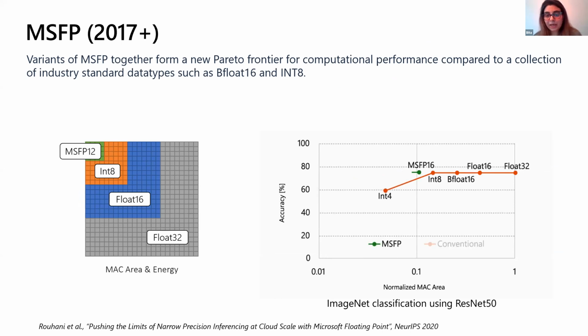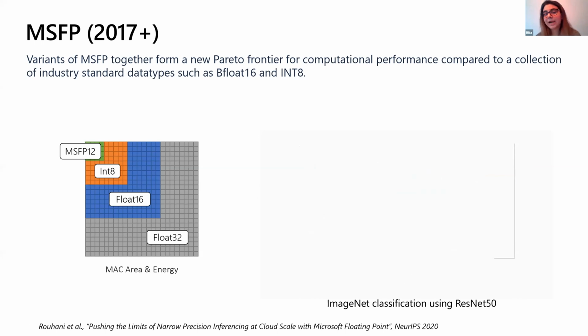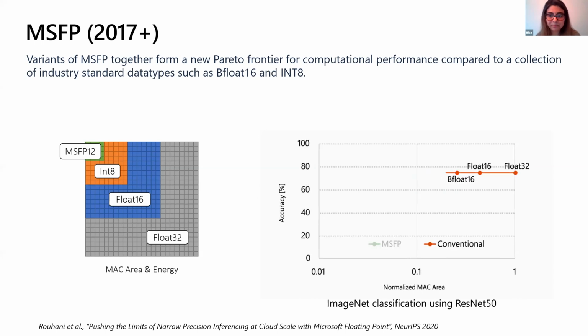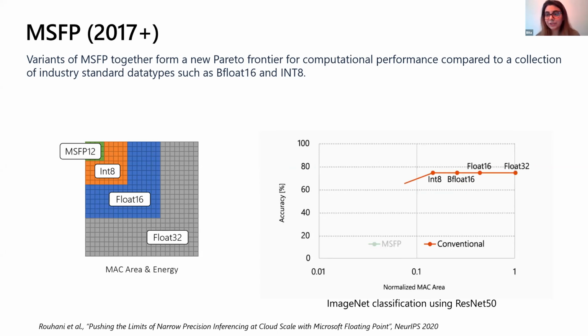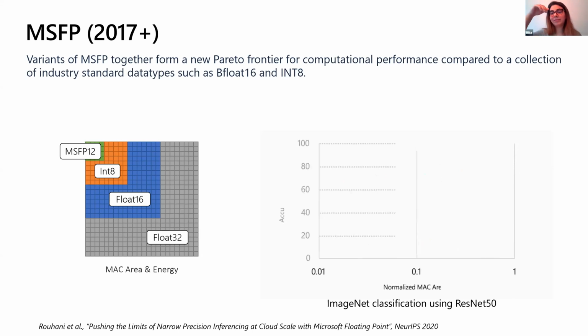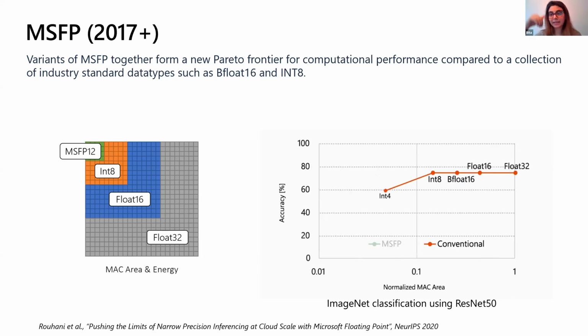Here on the right, I'm showing the accuracy of the ResNet-50 ImageNet benchmark for different bit widths, and the normalized MAC area cost corresponding to those data-specific bit widths. As you can see, variants of the MSFP data type, as you change the number of mantissa bits, form a new Pareto frontier for computational performance compared to conventional quantized data types such as int8, bfloat16, and int4. The key is that you need to keep the accuracy of the model up as you quantize it. So for fixed accuracy, you want much better area overhead and energy consumption.